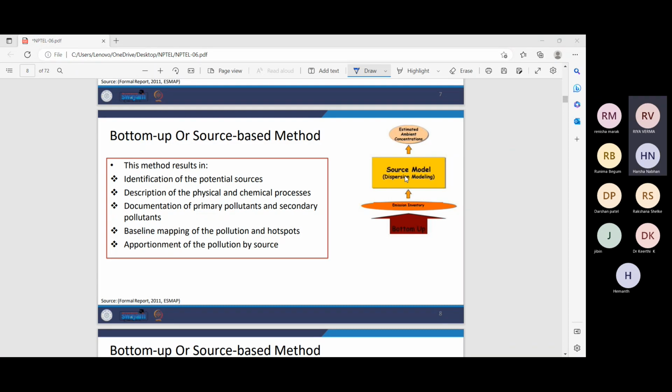That is the result, ma'am. What is the meaning of baseline mapping, ma'am? Baseline mapping is given in this slide. Okay, baseline mapping is just the mapping of the flow of the pollutants, how they are moving starting from the source, and what will be the different levels of pollutants in the different areas that we are considering for your source apportionment studies. That is your baseline mapping.